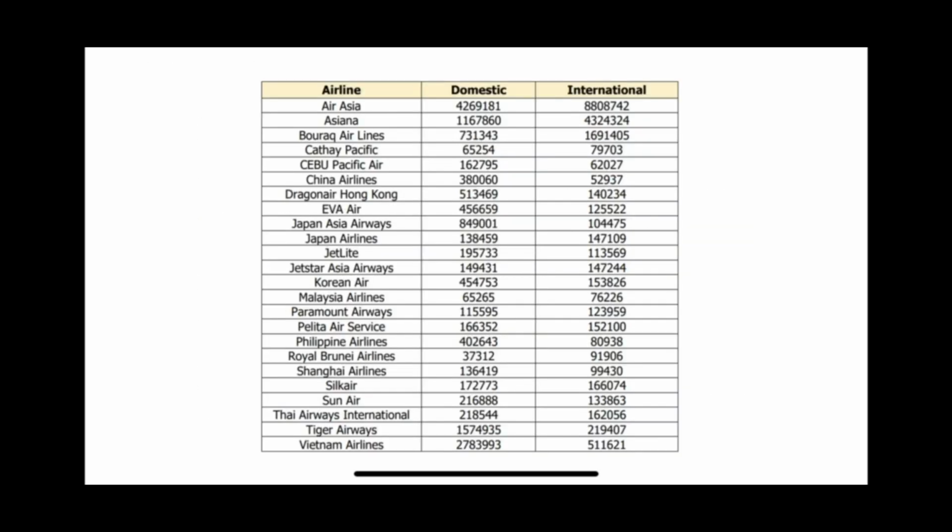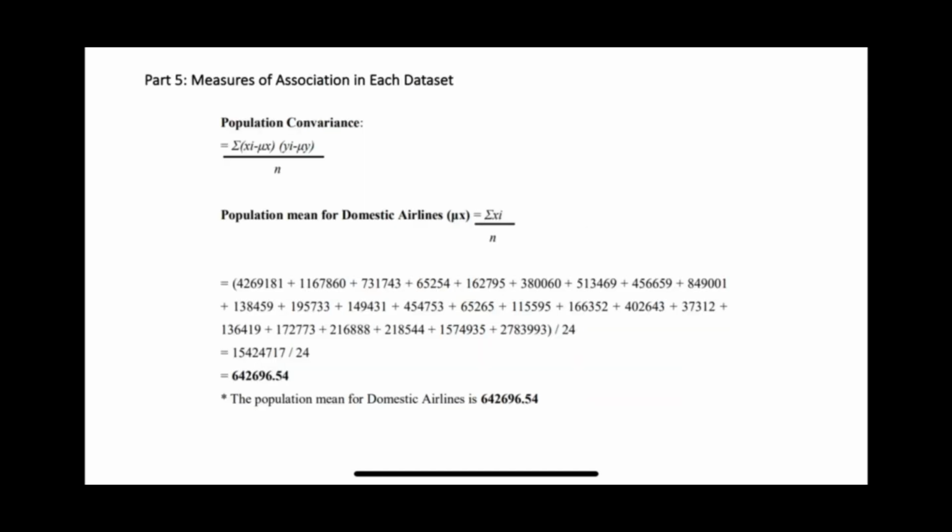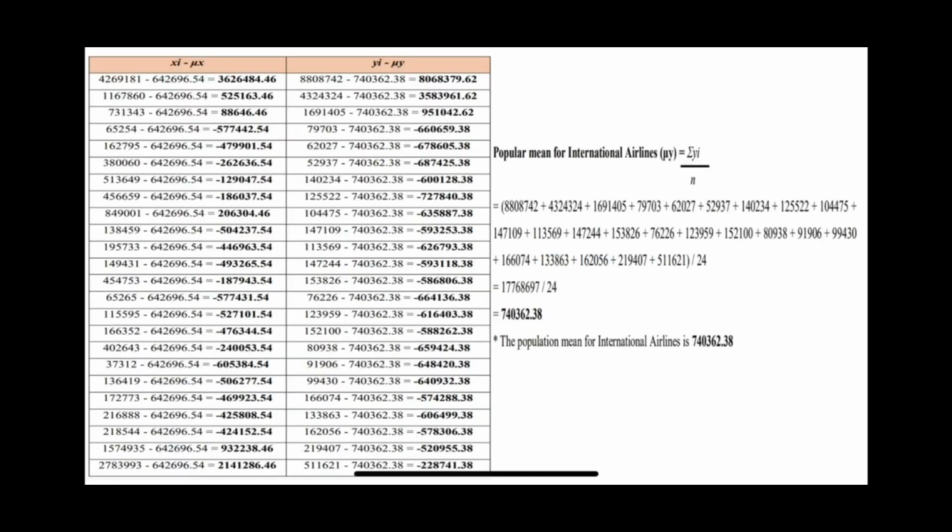This is the question and this is the table for calculation. Part 5 is measure of association in each dataset. For population covariance, we use this formula. As you can see, after we add all the data we get the answer, and the answer is 642,696.54.